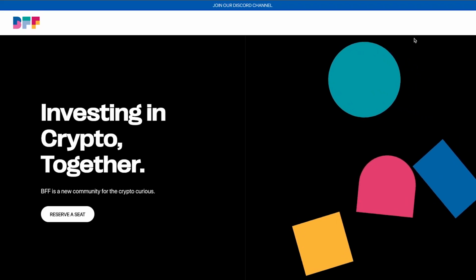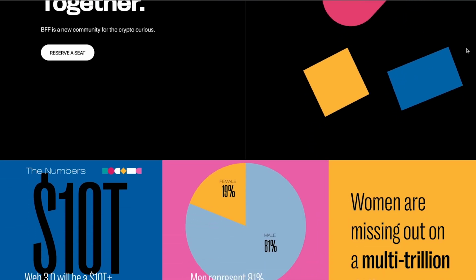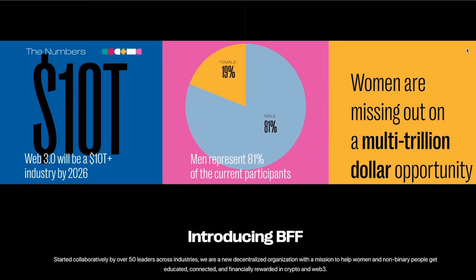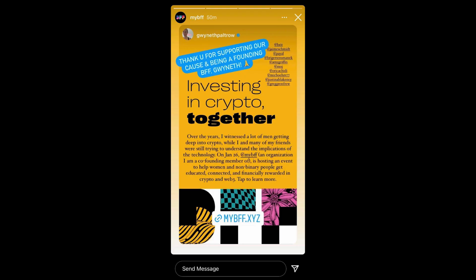The site's full of statements like, women are missing out on multi-trillion-dollar opportunities. Men represent 81% of the crypto space. It's like they saw a hole in the market for people who were not falling victim to the scam, and they were like, let's target those people. We can funnel these people into NFTs and then our NFTs will be worth more. Look at this Instagram story.